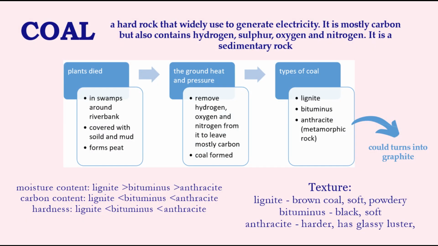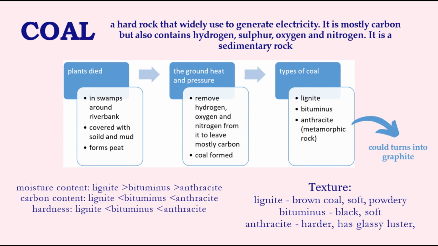Coal is a hard rock that is widely used to generate electricity. It is mostly carbon but also contains hydrogen, sulfur, oxygen and nitrogen. It is a sedimentary rock. How is coal formed? It is formed when plants die in swamps around riverbanks until they are covered with soil and mud. Then it decays into peat.